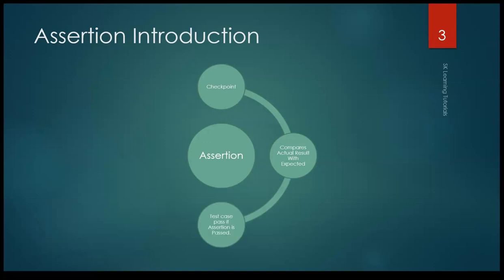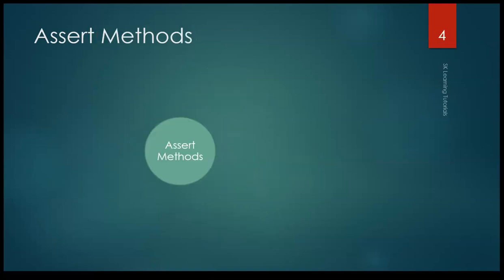If all assertions pass, then the test case is marked as passed. If any one of the assertions fails, then the test case is marked as failed, and the TestNG report shows the difference between actual and expected values to understand the issue. As we discussed in the TestNG introduction video, TestNG provides inbuilt methods for assertion. So let's move to the next slide and see the commonly used assertion methods.